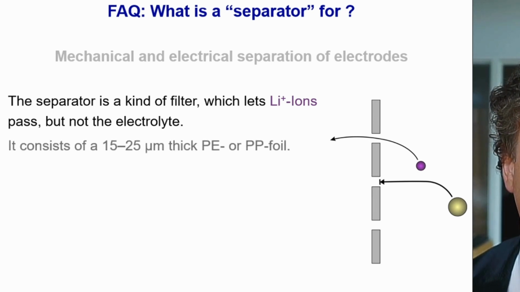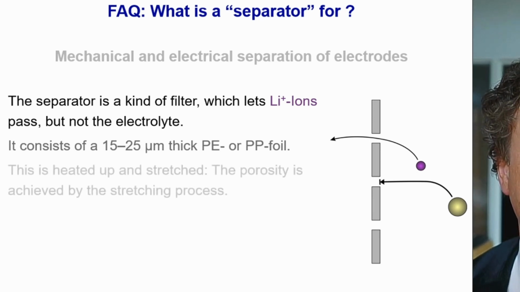Usually it's designed from polyethylene or polypropylene foil, which initially has a thickness of 15 to 25 micrometers. Then you stretch it during heating up, and then you create some holes, so you create some porosity. If it's done in a very defined way, you can create exactly holes in the size you need.